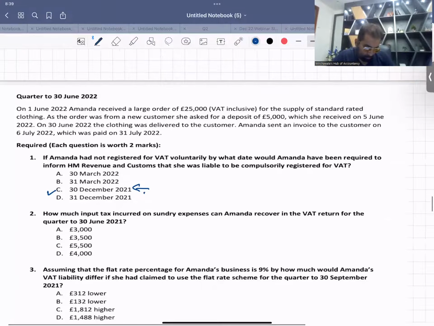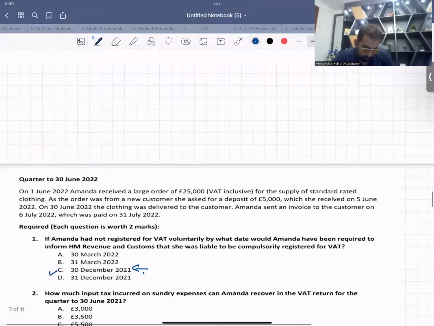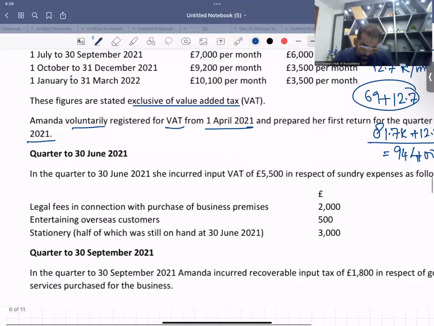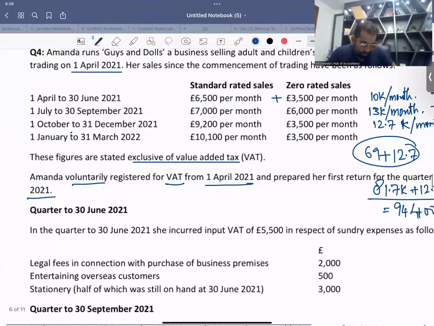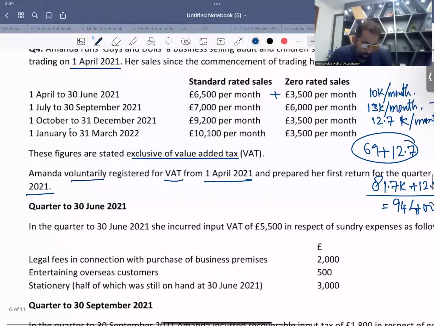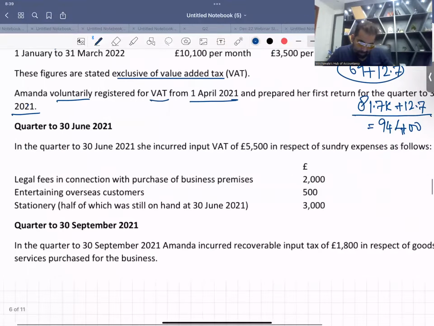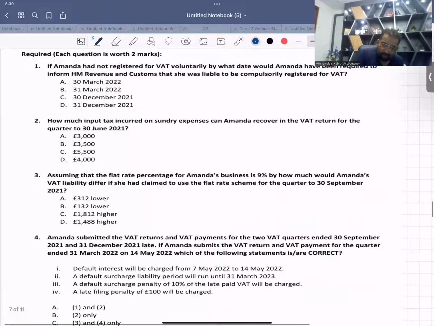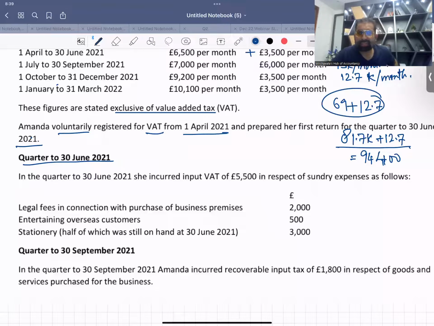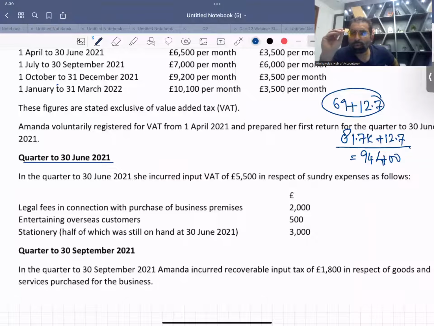Now, next thing. Next thing is the quarter. Let me check the next requirement. Quarter to 30th June 2021 means April, May, and June. Quarter to 30th June 2021 is April, May, and June.